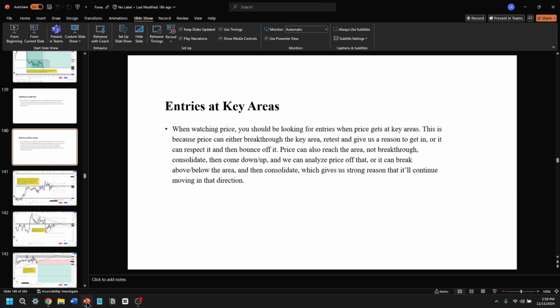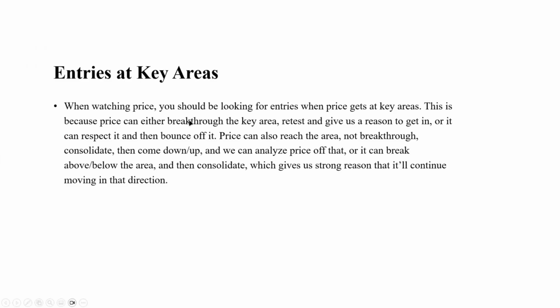All right, so back to the PowerPoint. All right, here. So entries at key areas. When watching price, you should be looking for entries when price gets at key areas.